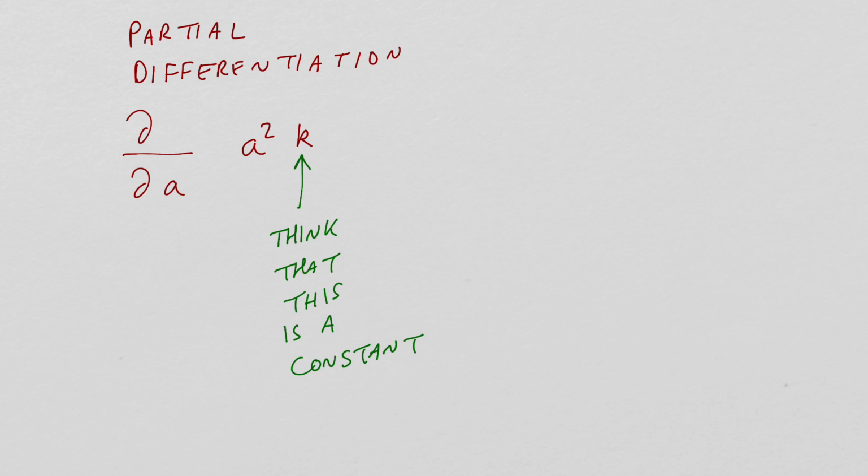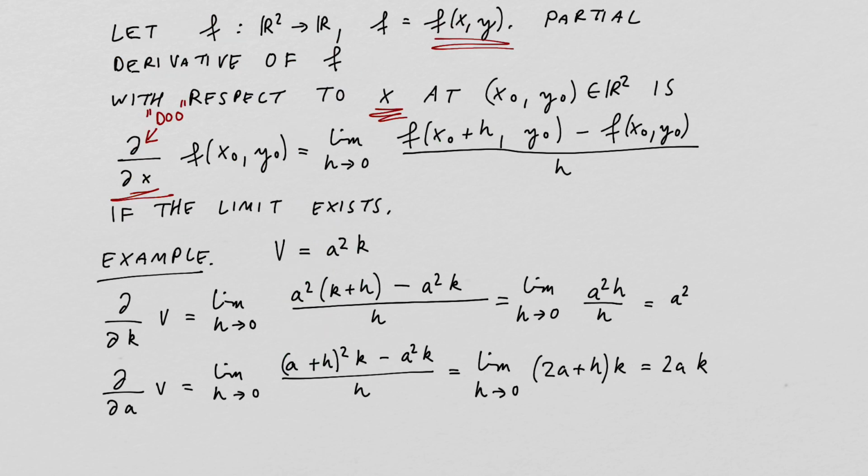So partial differentiation: you want to differentiate with respect to some variable. Think that all other variables are constants and then calculate the derivative. Derivative of a squared with respect to a is 2a, and we can put our constant k there. So for the volume we obtain that the derivative with respect to k is equal to a squared.